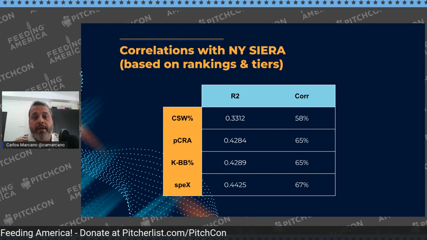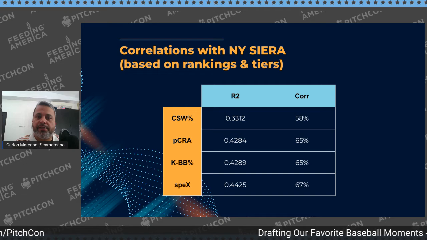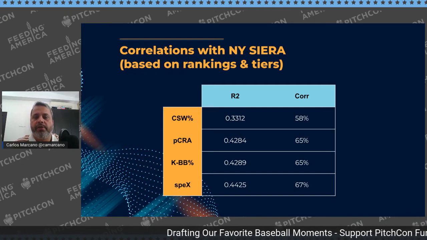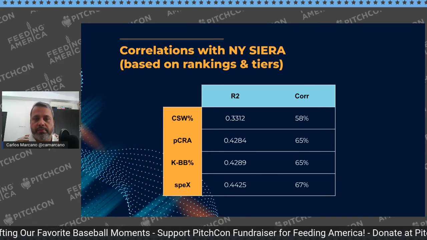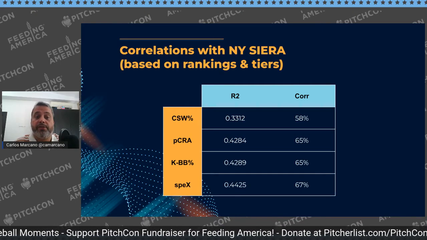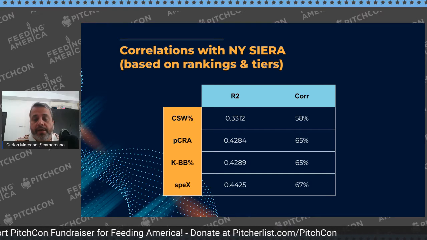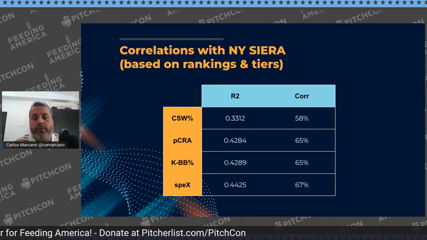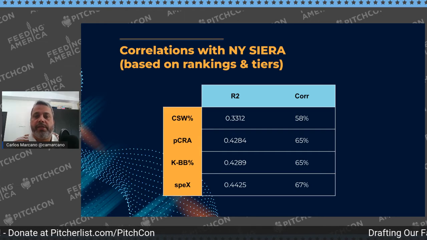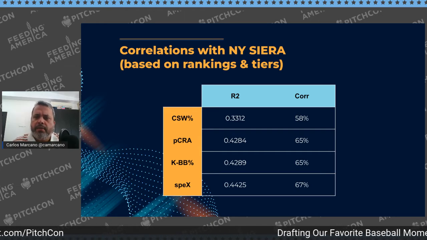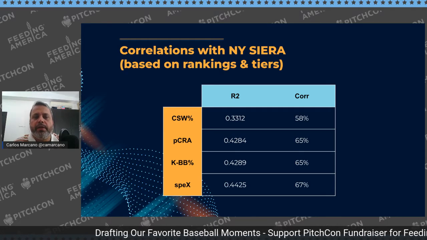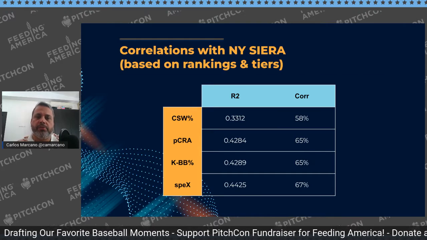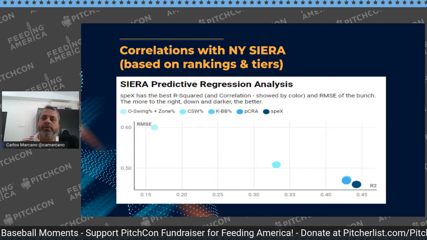And in our testing, we found that the CSW percentage had a great, almost 60% correlation with the next year's ERA. PCRA and K minus BB percentage were all tied around 65%, and SPEC was a little bit better, at 67%. And I could understand that it looks like there's really little margin there. I mean, just 2.2 percentage points.